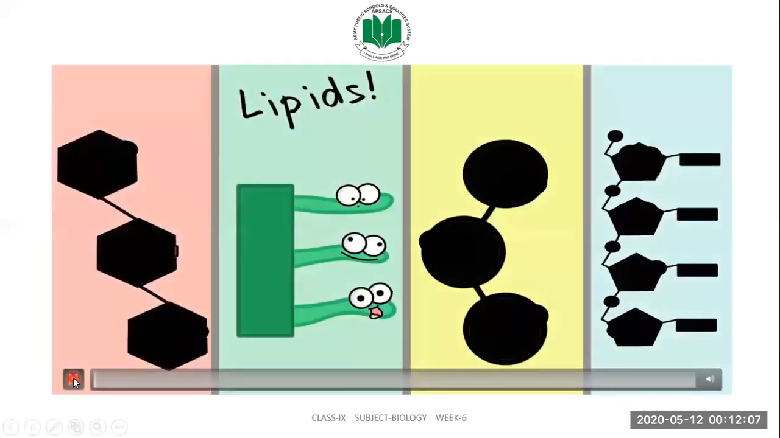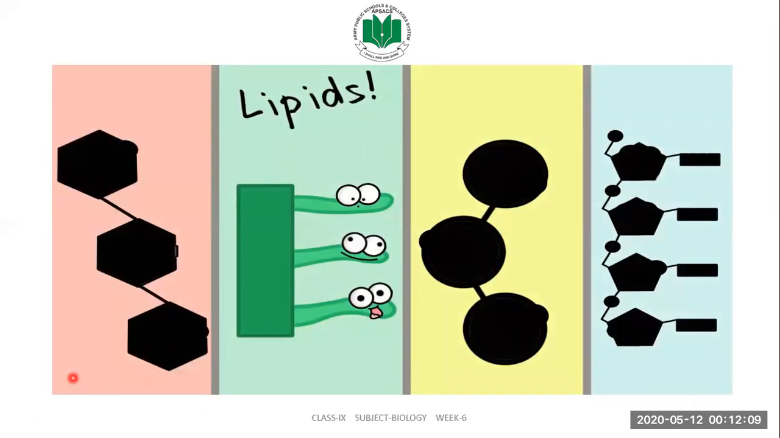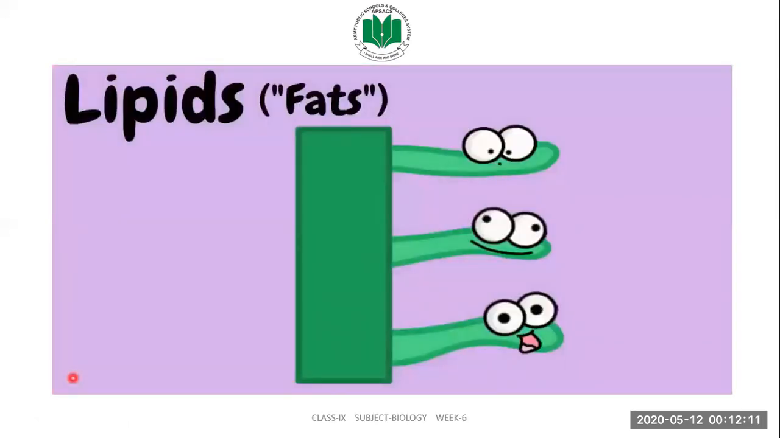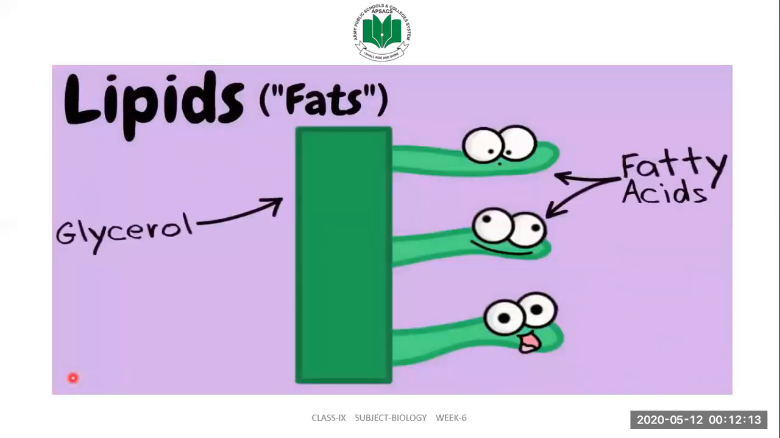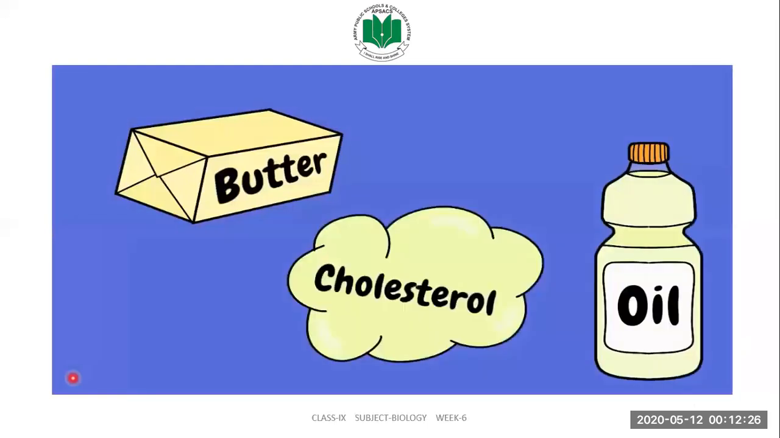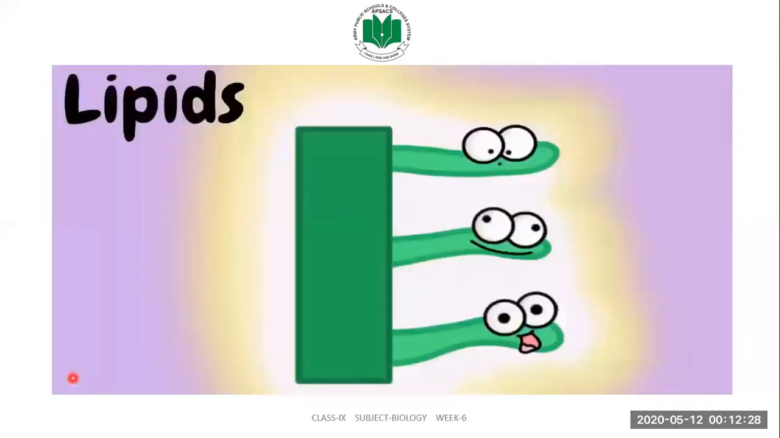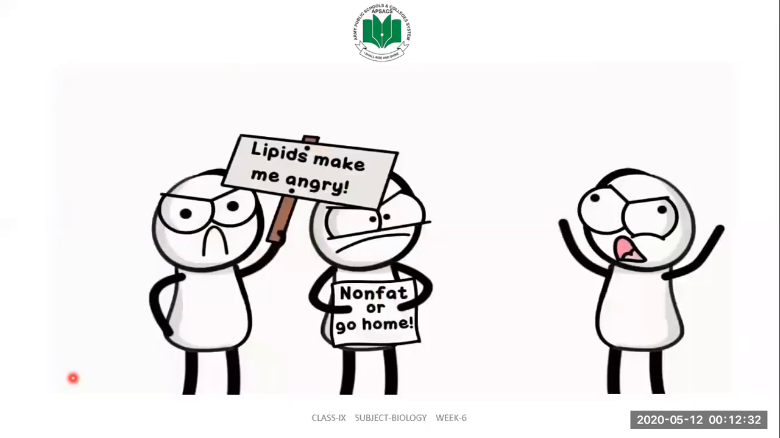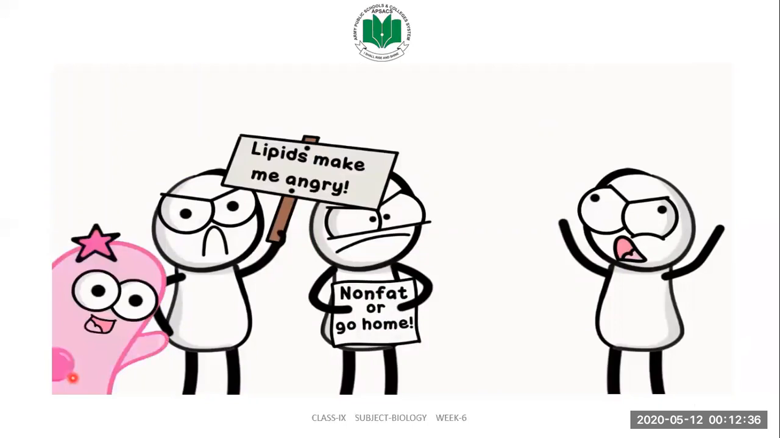Next one up is a diverse group known as lipids. Lipids are better known as fats, and they have two different types of building blocks. One type of building block is called a fatty acid, and the other type is called a glycerol. Now, examples of lipids include butter, oil, and cholesterol. Lipids, though, they have a lot of great functions. You might think, well, that's fat. How good can fat be? Well, it just depends when you put it into context.